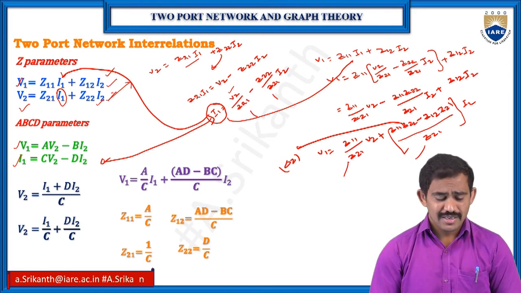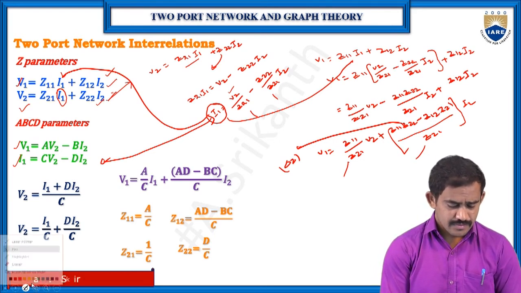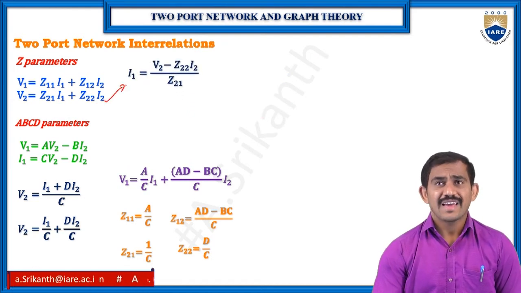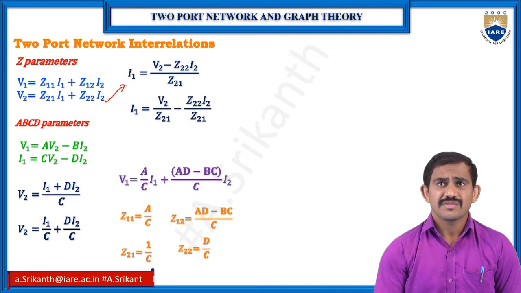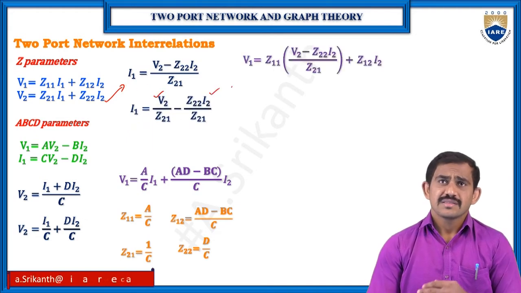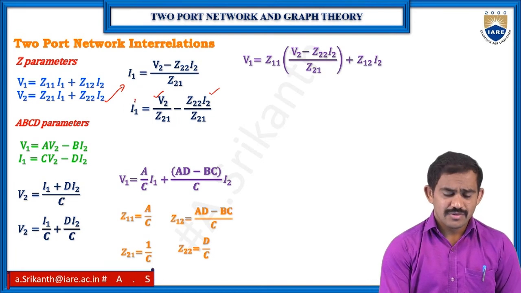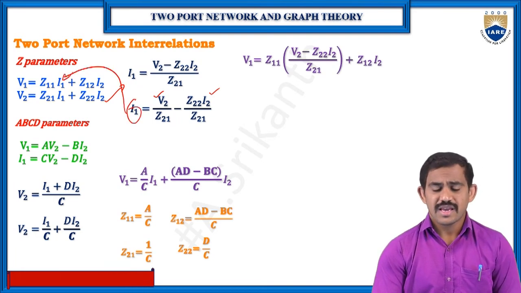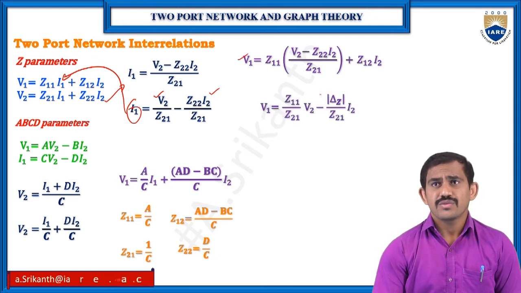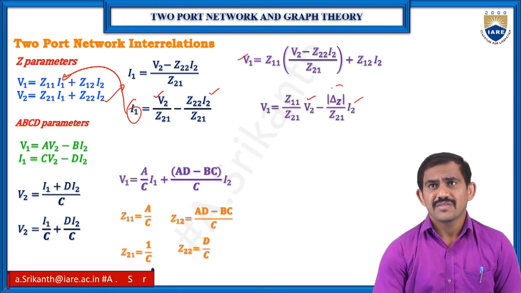If you observe those values here, from this equation we have the I1 value. So I1 value in form of V2 and I2. Then substitute that I1 value in this equation. We have the V1 value in form of V2 and I2. I say delta Z.